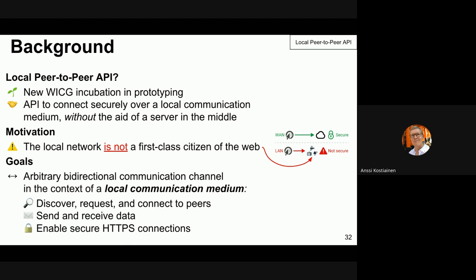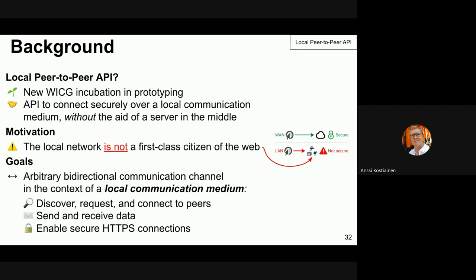So let's look at this slide here. We put in a backgrounder. First of all, this is a new Web Incubator Community Group incubation. There's prototyping activity going on in Chromium and as a Go library. Mikael's been working on the Go library part. This started approximately a year ago in WICG. We put out an explainer, and we were quite happy to see that this explainer became the second most commented proposal ever in WICG. I think one of the other incubations had the top spot, and we were second in number. So maybe we witnessed that there is some sort of demand for this type of feature.